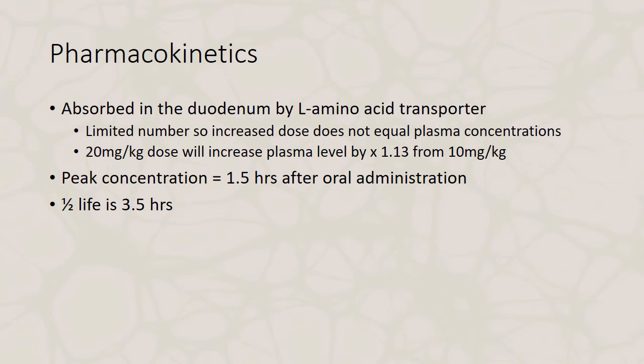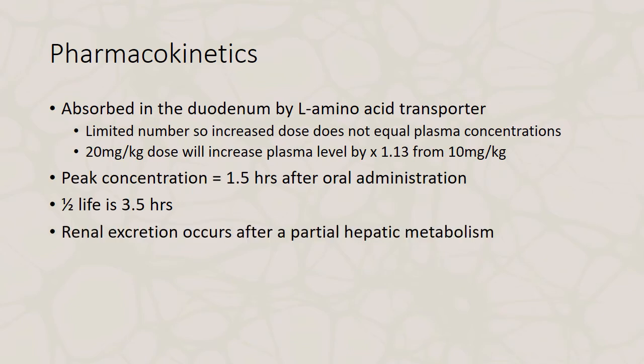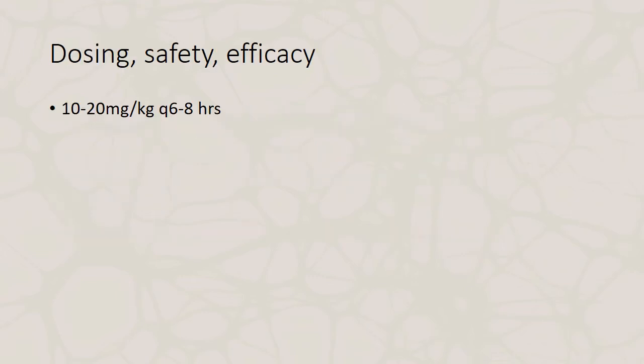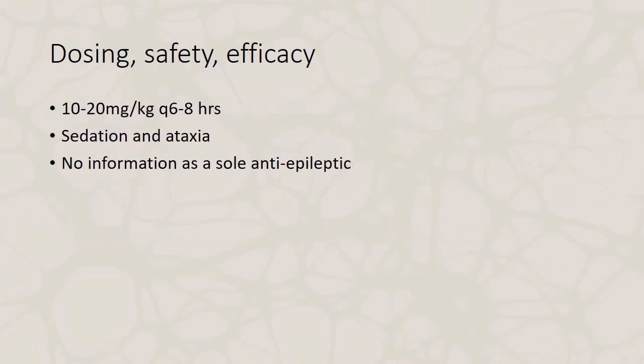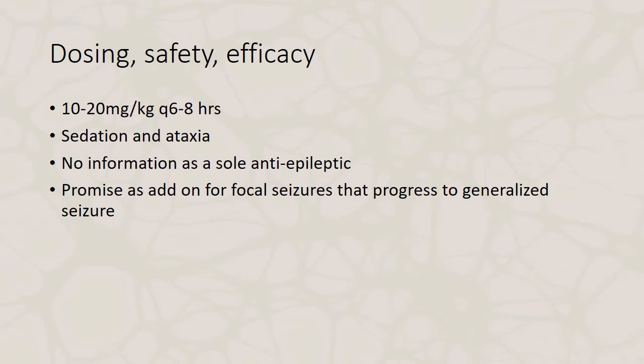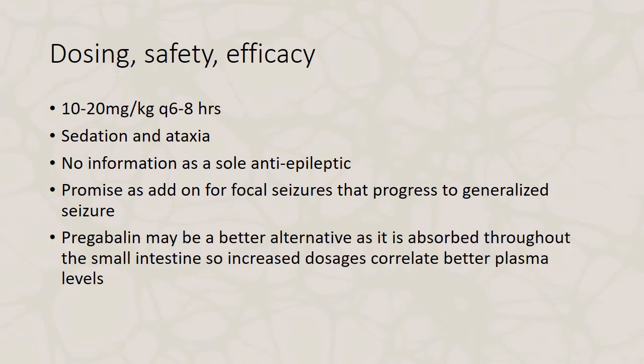This is the pharmacokinetic information on gabapentin. The take-home from this is that doubling the dose is not going to double the plasma level, as it's only absorbed in the duodenum by the L-amino acid transporter. It seems to be a safe drug, but as far as its use in seizures, there's not a lot of information out there on it.